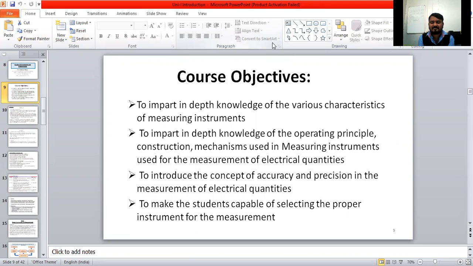Wattmeter, or voltmeter, or ammeter? Sir, wattmeter. One person is saying wattmeter. Others, some people told voltmeter. Some people told ammeter also. So that is the thing only.